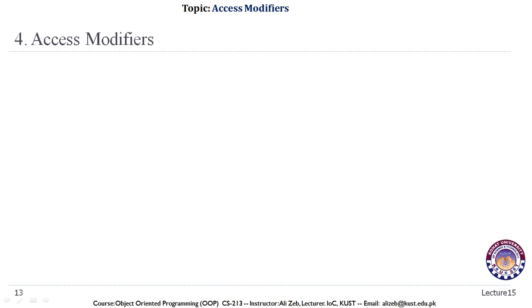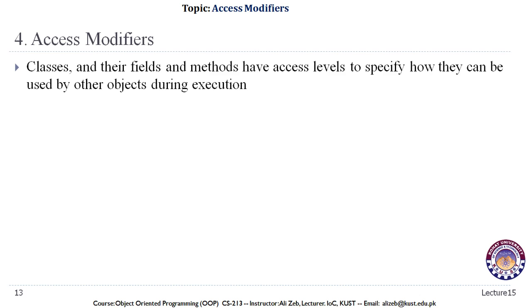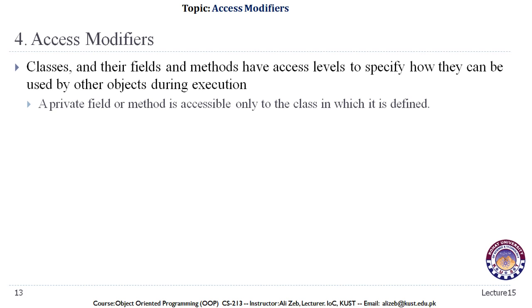In this part of the lecture, we will discuss access modifiers again, especially in the context of inheritance and polymorphism. Classes and their fields and methods have access labels to specify how they can be used by other objects during execution. This simply means how we can access the different fields and methods in our classes.